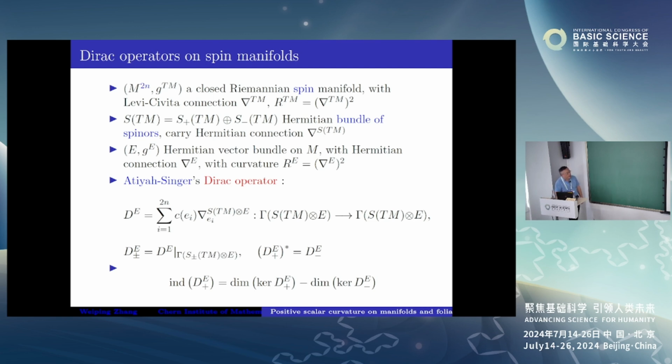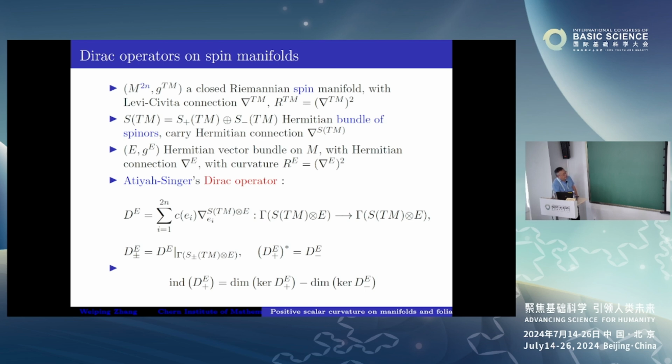If E is a trivial complex line bundle, then we just denote it by D. This is the Clifford action acting on the spinor bundle, and e_i is a local orthonormal basis. The connection is induced on this tensor product bundle. This sum does not depend on the choice of local orthonormal basis, so it is well defined. So it is a globally defined operator.